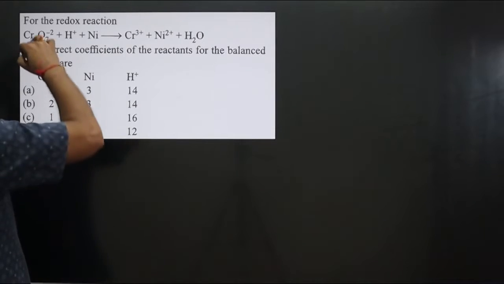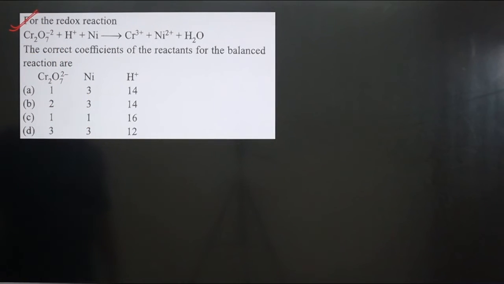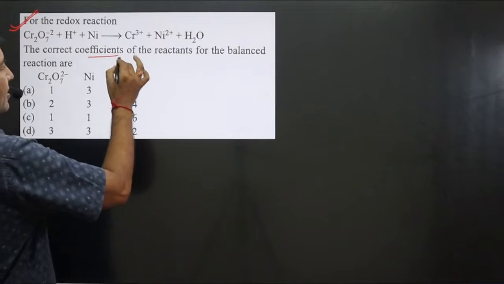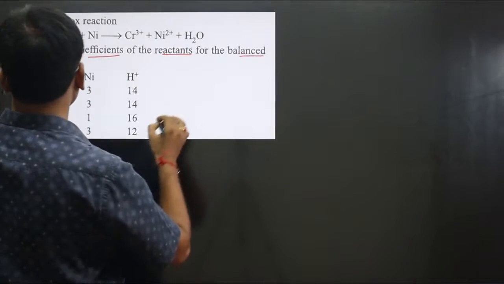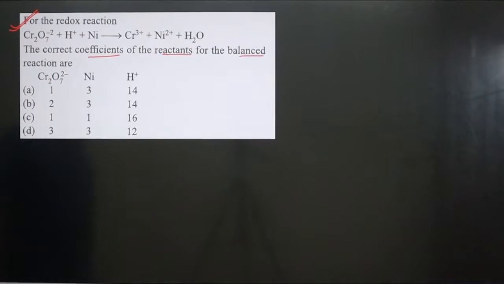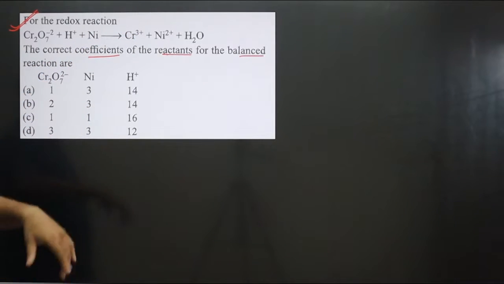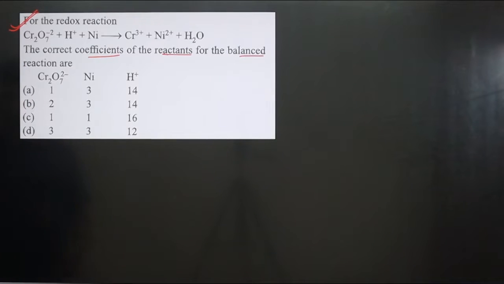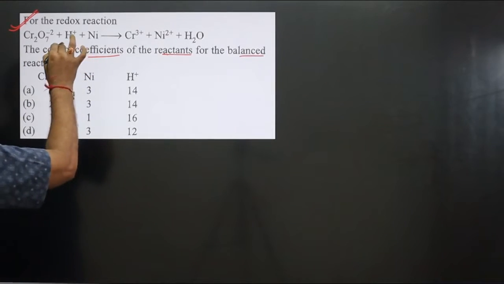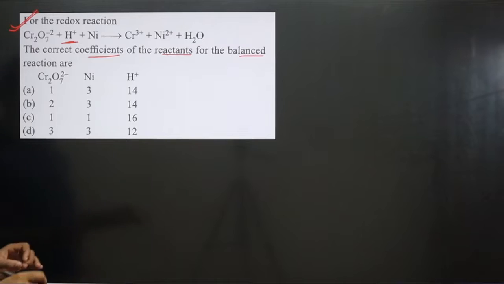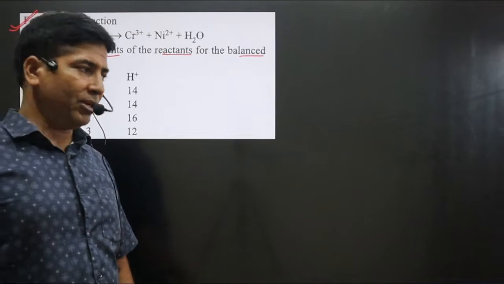The question says, for the redox reaction given here, the correct coefficients of the reactants for the balanced reaction are. First of all, we can balance this equation and then find out the correct coefficients for the reactants. If you look at the equation, you can see H plus ion is given here. It means the reaction is taking place in acidic medium.